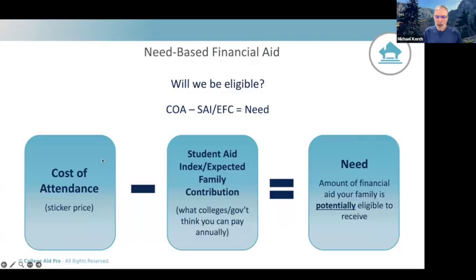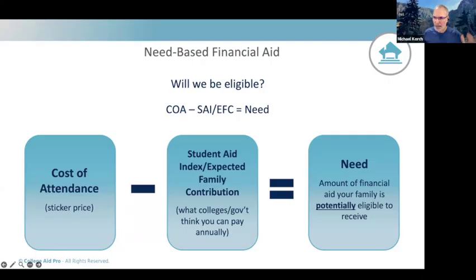Okay, so here's a simple equation, simple math that is very universal for things that we'll be talking about tonight. How do we know if we're potentially eligible for some need-based aid? It's this equation. What's the cost of attendance, or the sticker price, which is unique to every school, minus something called the student aid index. That's the output of the federal student aid application we'll be talking about tonight, the FAFSA.